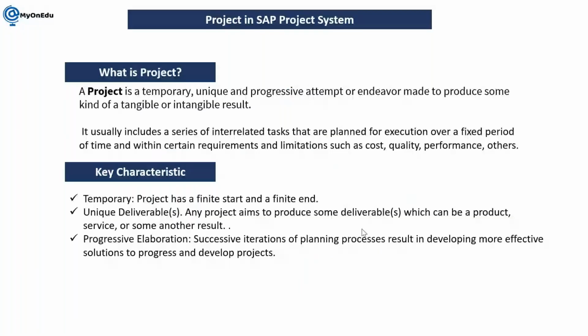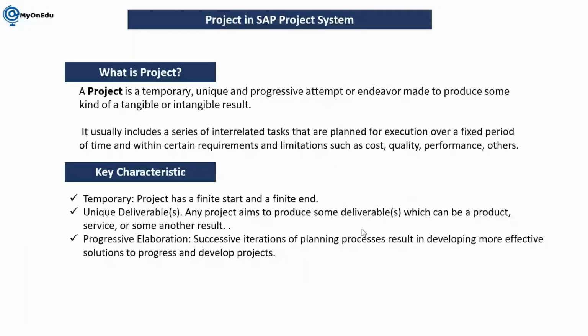By understanding this line, it usually includes a series of interrelated tasks that are planned for execution over a fixed period of time. So a project will always have a certain duration. It will not be open-ended. If it is open-ended, this means it's an operation. For example, your machine is working and continuously producing some product. That is your operation, that is not a project.